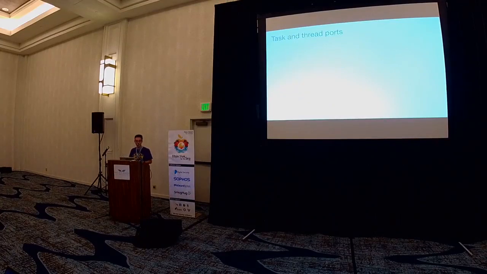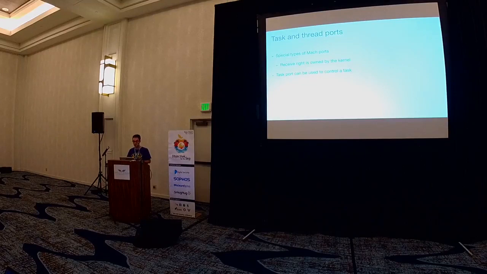Okay, so now let's talk about some special varieties of Mach ports called task and thread ports. Now, these are special Mach ports, which means that the receive right is actually owned by the kernel. So any messages that you send to these Mach ports don't get received by other processes. They're just processed by the kernel itself. Now, a task port is a special port that can be used to control the corresponding task object. And a task is basically just the Mach name for a process.